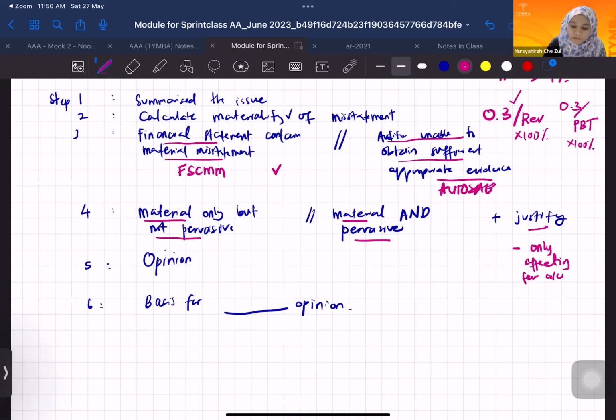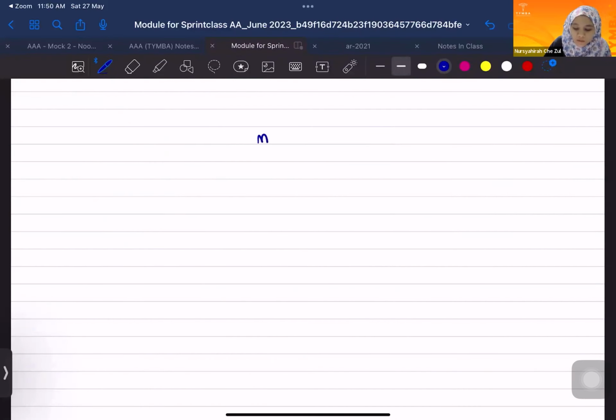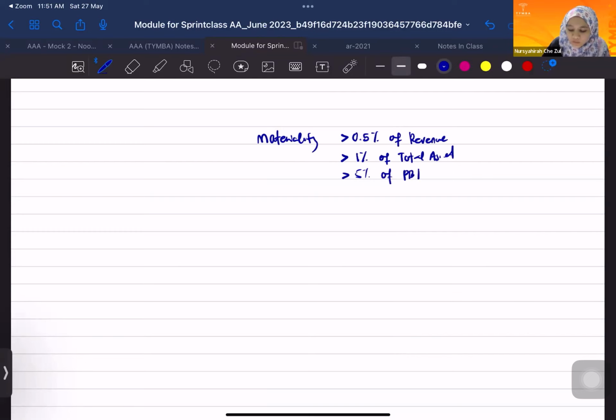Okay, so please remember, this is my summarization of how to derive at opinion. So just now you calculate materiality. It is material if more than 0.5% of revenue. It is considered to be material if it represents 1% of total asset. Or when you divide by PBT, you get more than 5%. It is considered to be material.